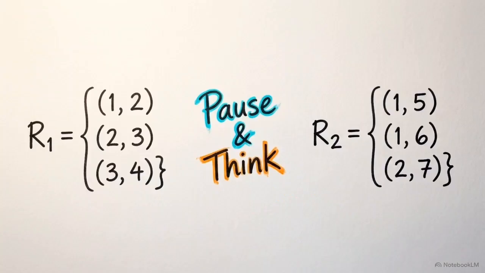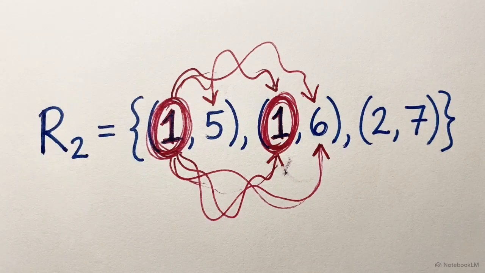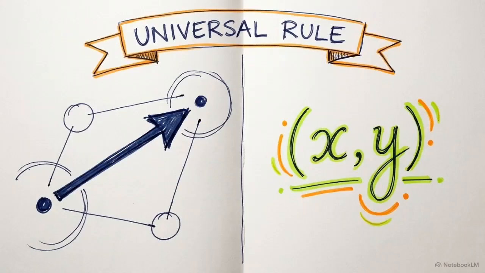Let's test this. Here are two relations in roster form. Look at the ordered pairs and figure out which one is a function. The second relation, R2, fails. The input 1 maps to a 5, and then that same input 1 maps to a 6, giving unpredictable outputs. The golden rule is universal. Whether tracking arrows on a diagram or scanning coordinates, every X value can only have one Y value.